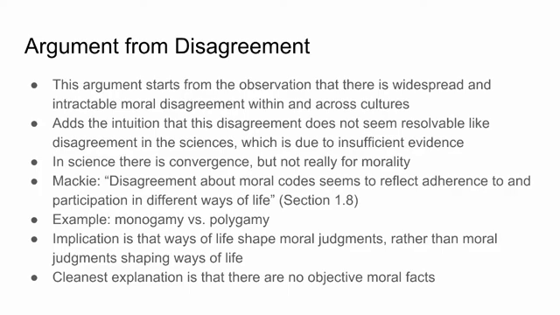Well, this argument starts from a basic observation, which maybe not many of us would really dispute, on its face: that there is widespread and intractable moral disagreement both within cultures and across cultures. So, for example, in American culture, there is widespread disagreement, and people are really dug in on the issue of whether or not abortion is morally permissible. And then across cultures, maybe an example would be disagreement about the moral permissibility of monogamy or polygamy.